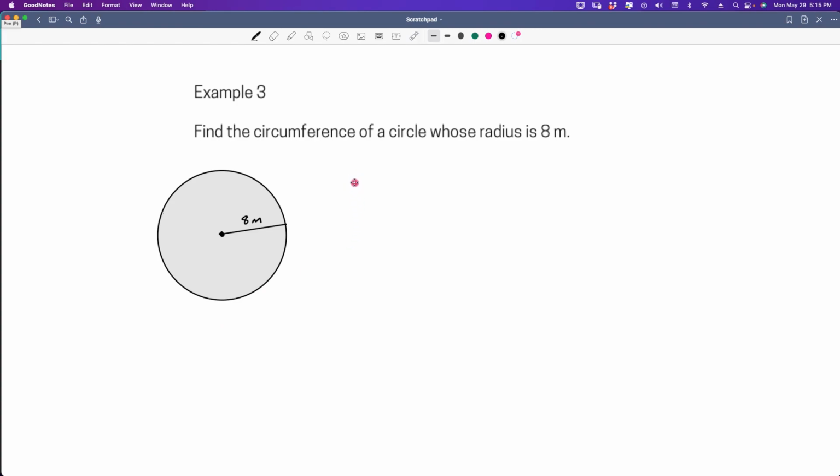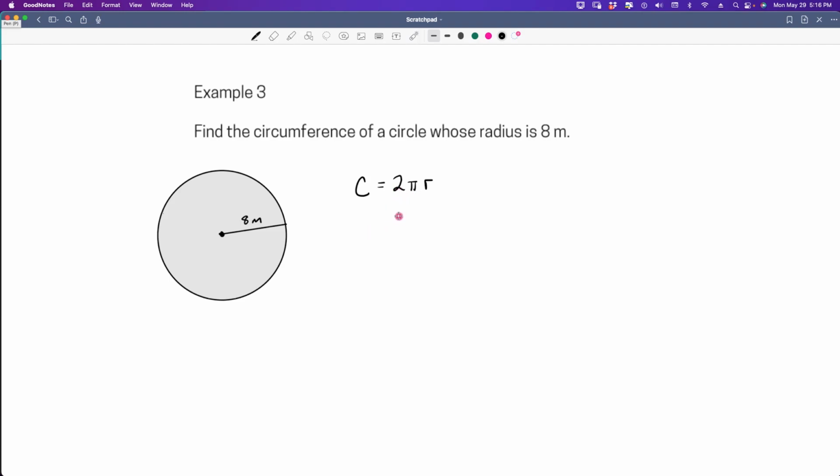So now I know my formula. The circumference is equal to pi times the diameter, and the diameter is 2 times the radius. So sometimes you're going to see the formula as circumference is 2 pi r, because 2 times the radius is the diameter. It's the same thing. When you're only given the radius, then sometimes it's easier to look at this one.